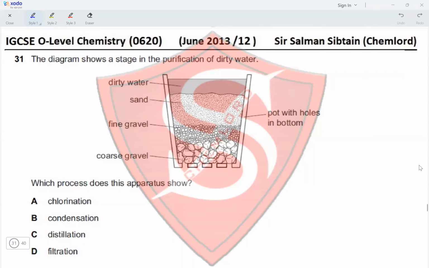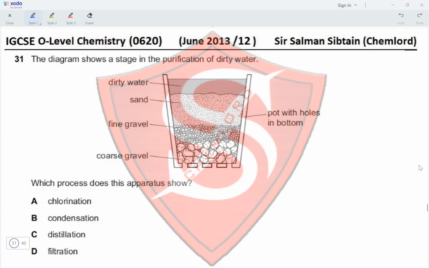Hi guys, this is IGCSE O-Level Chemistry Paper 12, June 2013, question 31. The diagram shows a stage in the purification of dirty water. So we have dirty water passing through sand, then a pot with holes in the bottom. Then it passes through fine gravel, then it passes through coarse gravel.